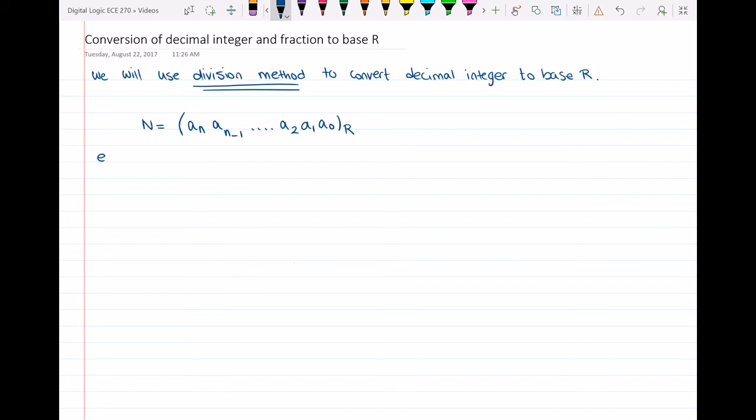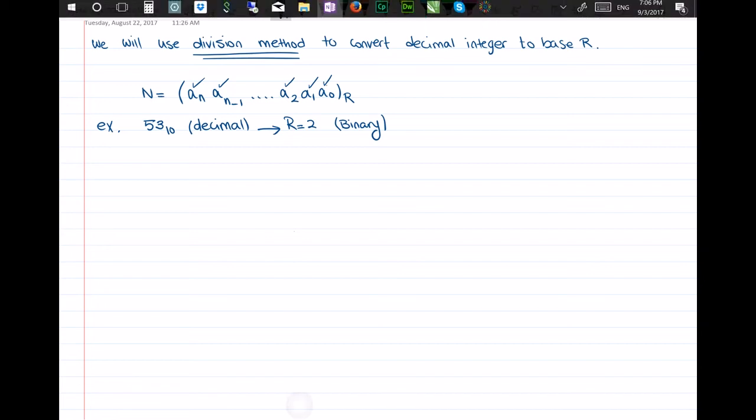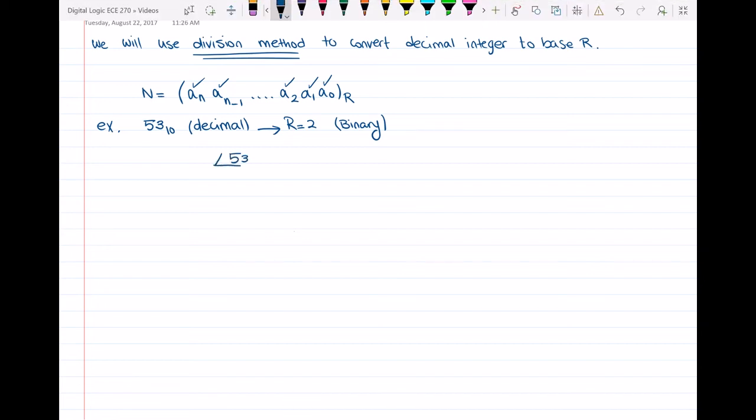For example, we have the number 53 base 10, which means that this is a decimal number, and I want to convert this to base r, which in this case is r equal to 2. This means that we are converting that decimal integer into a binary number. This is how the division method works. Our goal is to find each of these digits inside number n, which is in base r. So basically we have to divide 53 by 2.